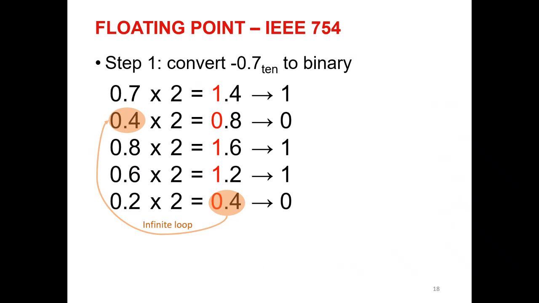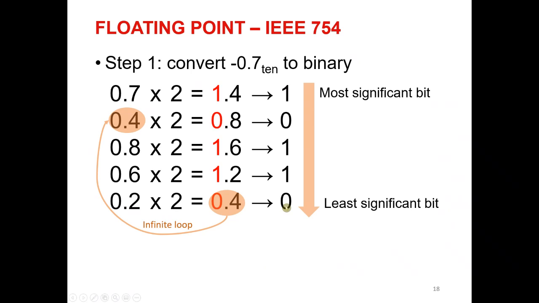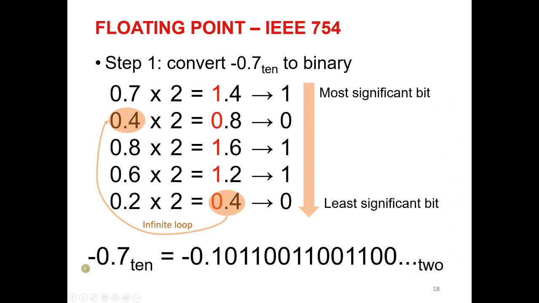So once I have done this, I have here 0.7 in binary. So this will be the most significant bit, and this will be the least significant bit. So then we have that 0.7 in decimal is equivalent to 0. and this number in binary.